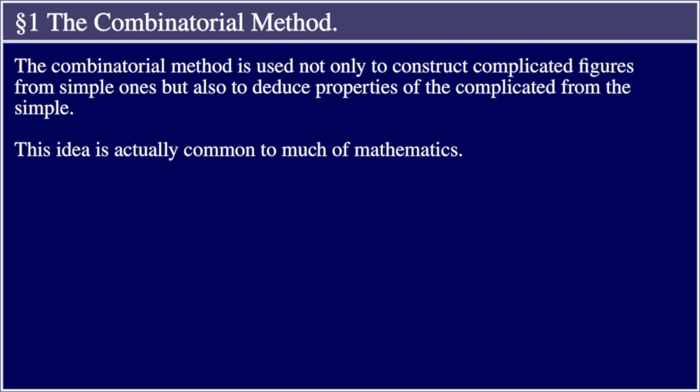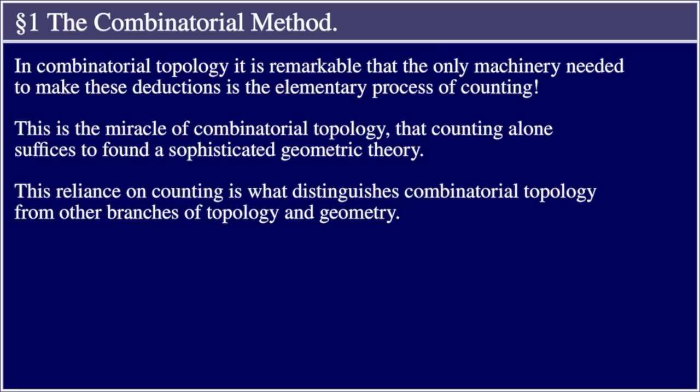The combinatorial method is used not only to construct complicated figures from simple ones, but also to deduce properties of the complicated from the simple. This idea is actually common to much of mathematics. In combinatorial topology, it is remarkable that the only machinery needed to make these deductions is the elementary process of counting. This is the miracle of combinatorial topology, that counting alone suffices to found a sophisticated geometric theory. This reliance on counting is what distinguishes combinatorial topology from other branches of topology and geometry.